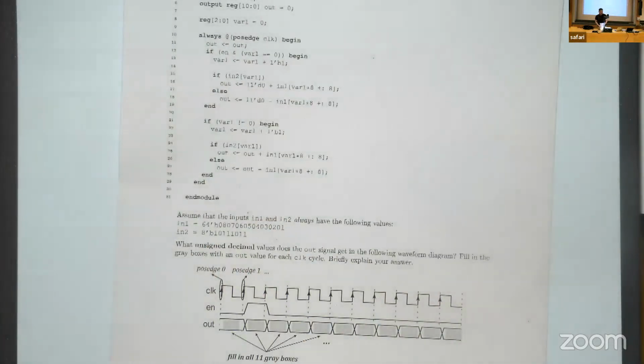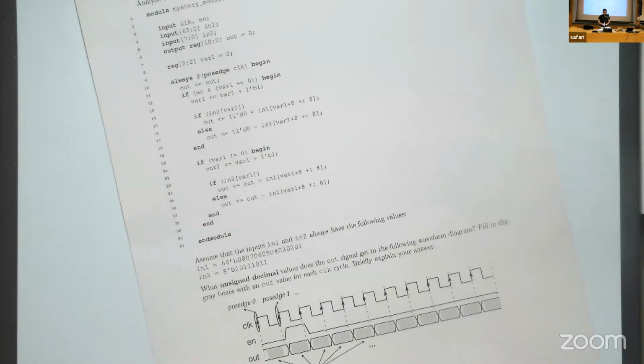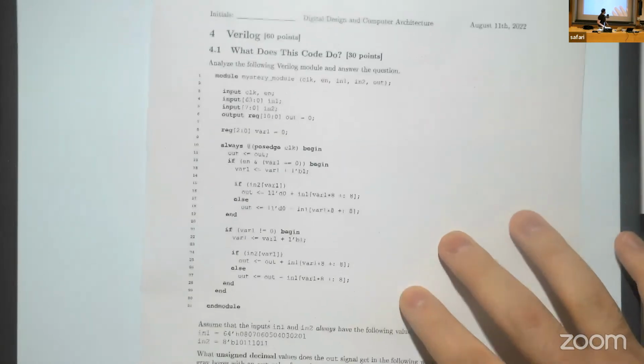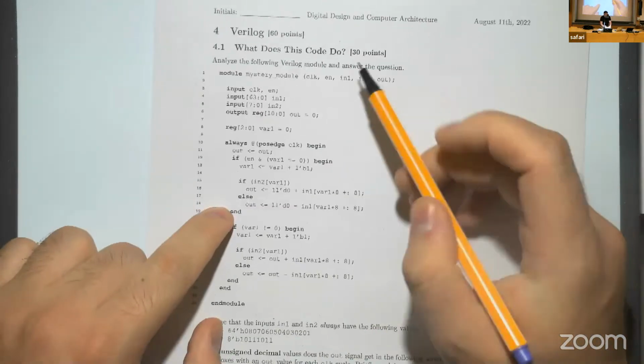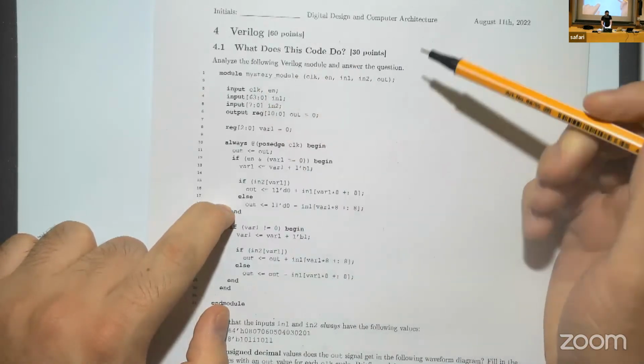Hello, everyone. We're going to solve the fourth question of last semester's final exam, which is Verilog. The first question asks, what does this code do? Analyze the following Verilog module and answer the question.